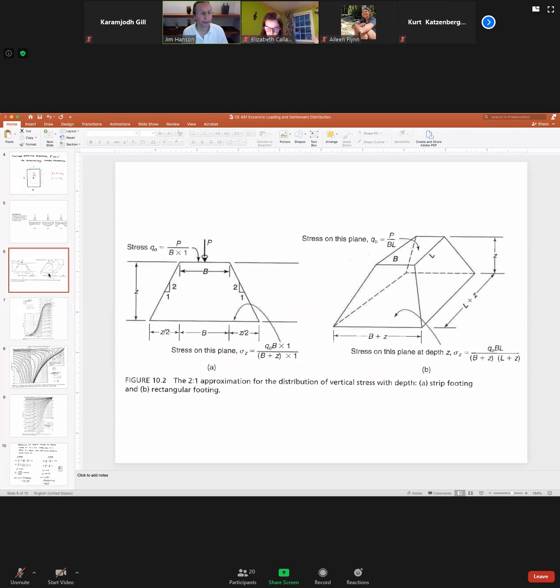And I'd like to look at a starting point for these calculations. This is a graphic out of the Holtz and Kovacs textbook. And this is utilizing a very simple technique called the 2-to-1 method. And it's a broad approximation for what is happening with stress at depth from a stress being applied at the surface. So there'd be a stress acting on a foundation, the foundation shown here, B times L.